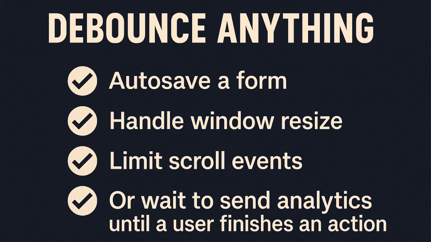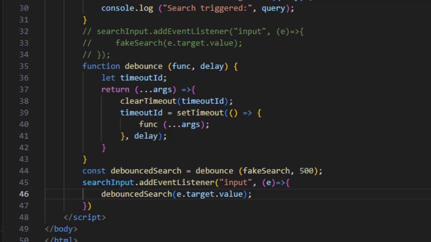So even though I just showed you a toy example of a search input control, you can debounce anything. Autosave a form, handle window resize, limit scroll events, or wait to send analytics until a user finishes an action. That's how you debounce a function in JavaScript and save your app and your wallet from unnecessary overload.